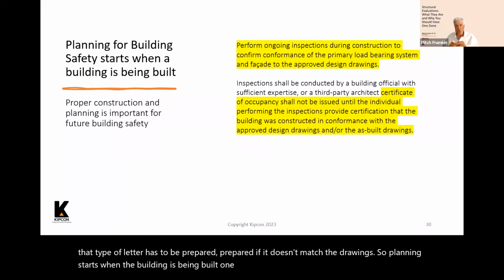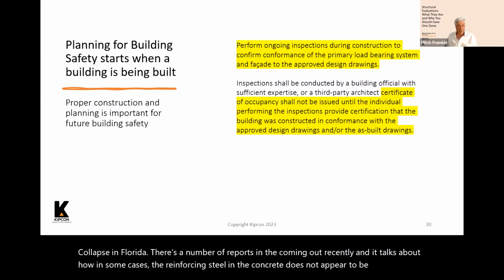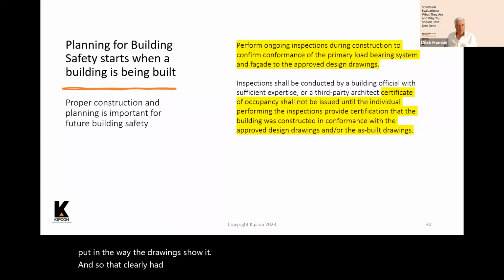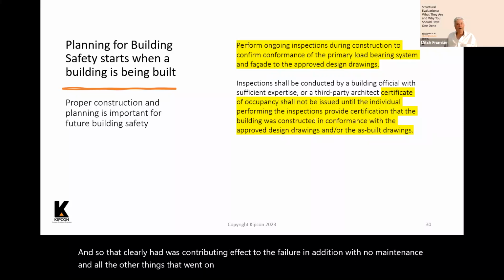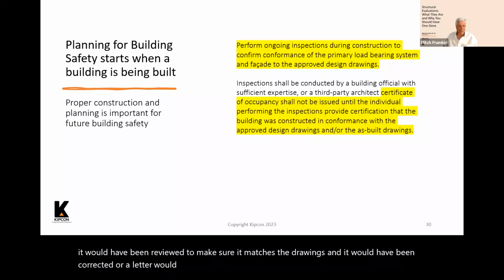If you read the reports about the collapse in Florida, a number of reports have been coming out recently, and they talk about how in some cases the reinforcing steel in the concrete does not appear to have been put in the way the drawings show it. That clearly was a contributing factor to the failure, in addition to no maintenance and all the other things that went on. But if this type of requirement was in place at that time, it would have been reviewed to make sure it matches the drawings, and it would have been corrected, or a letter would have been issued saying it's equivalent. So planning for building safety starts when it's being built.